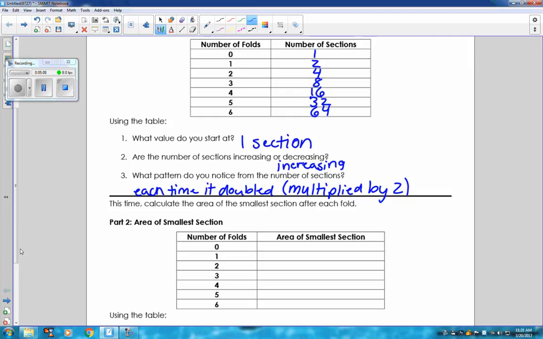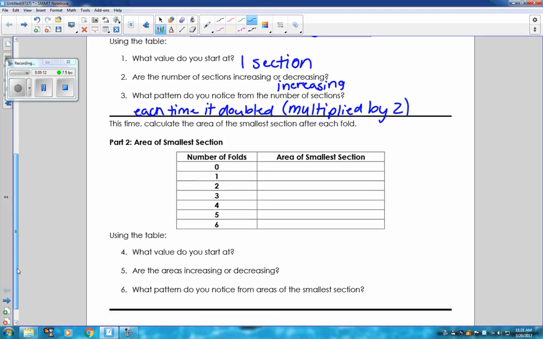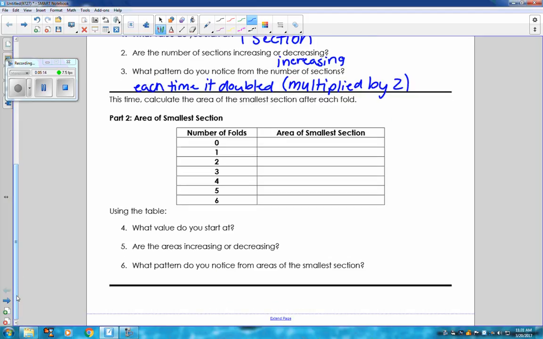So that time we counted the number of sections. This time, we're going to look at the area of each section. If I had my paper, you don't have to fold it or anything, we're just going to look at it. If this was unfolded, and I had never folded this piece of paper before, the total area for this paper we're going to put as 1.